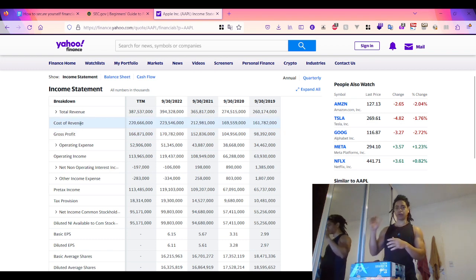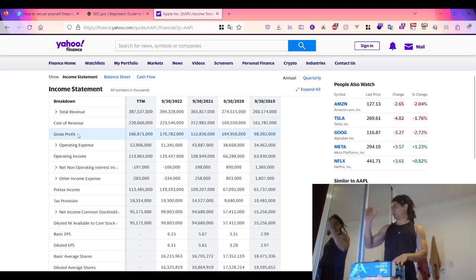Once you deduct that from the net revenue, as well as other costs, but broadly speaking you deduct the cost of revenue from the net revenue, you reach the gross profit. They call it gross because there are certain deductions that haven't been done yet.